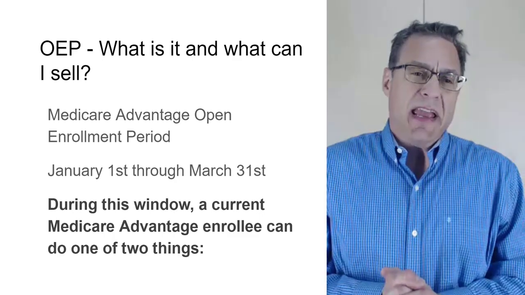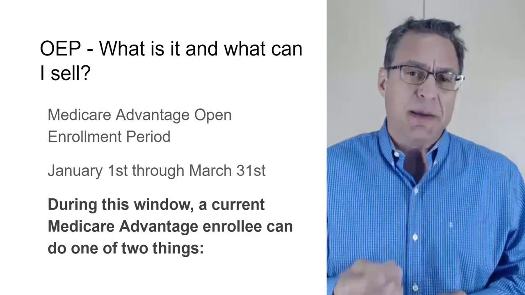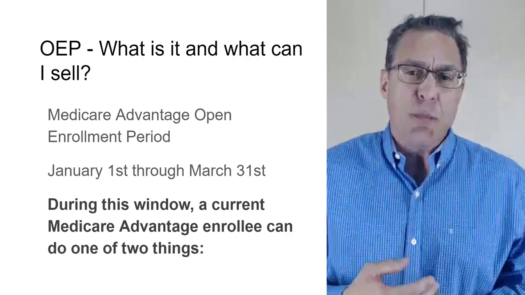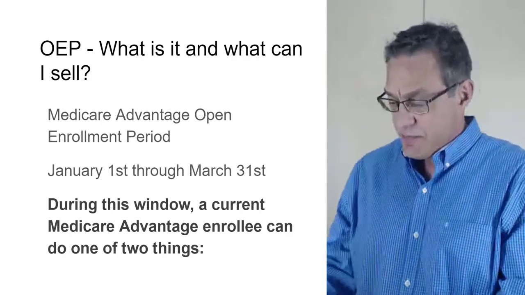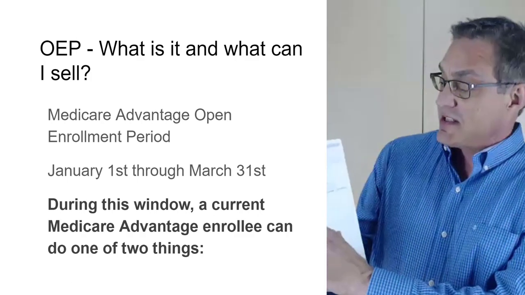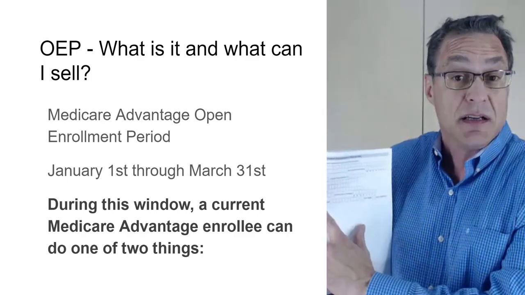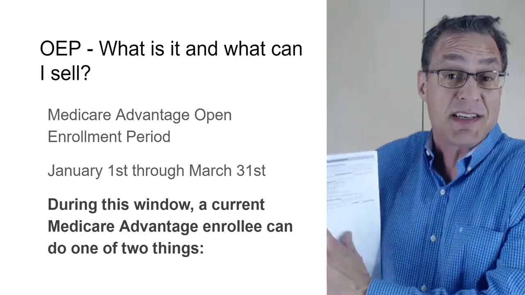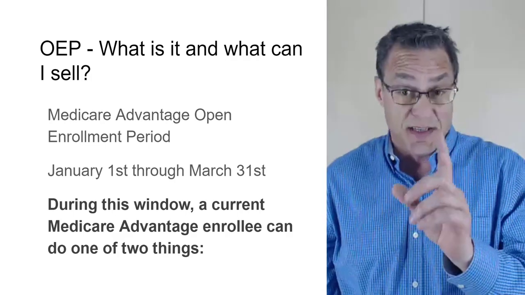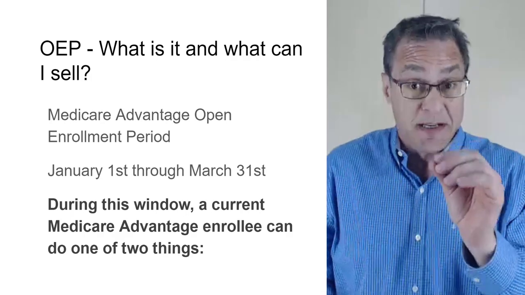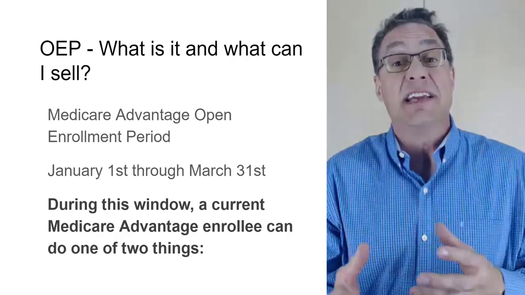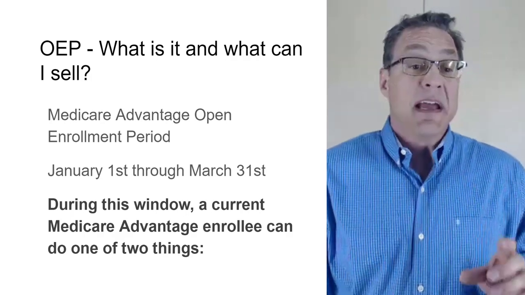All right, so let's talk about this. OEP, what is it and what can I sell during the OEP period? Well, first of all, it's the open enrollment period. And you'll see it on applications for Medicare Advantage. There'll be a box that you can check. It says OEP. You check that box and under certain circumstances, which I'm going to go over, they'll be able to make that change because it is a guaranteed option for them.